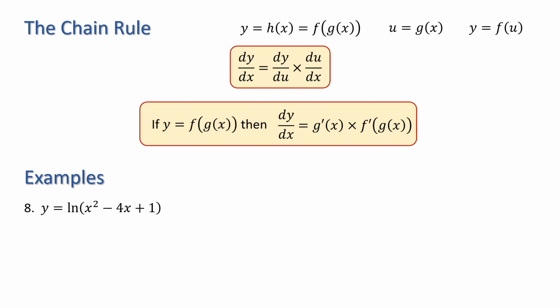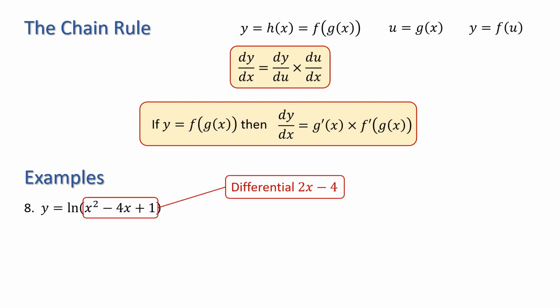In this example, we know that the differential of x squared minus 4x plus 1 is 2x minus 4, and the differential of ln u is 1 over u. Thus, dy by dx is (2x minus 4) divided by (x squared minus 4x plus 1). I recommend doing lots of examples, both using the chain rule formula and trying to do them directly as I did for the last two examples. Practice really is everything with this method.